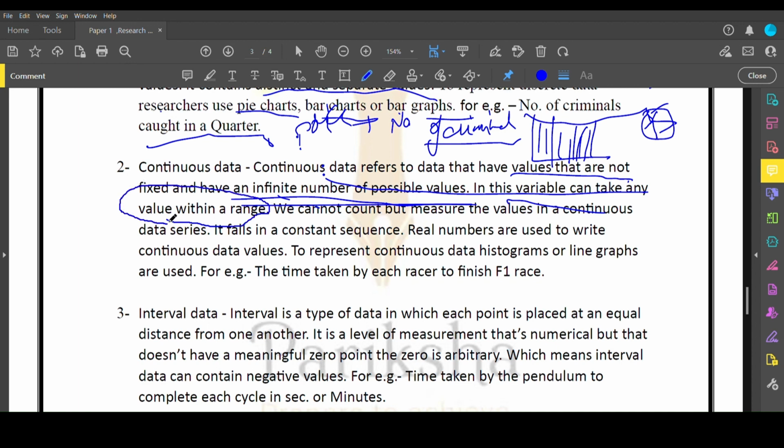Like there is a range that has been given. You cannot say the criminals will be between 1 to 100. If some riot happened, there can be 1000 or 5000 criminals. But here it is the range.